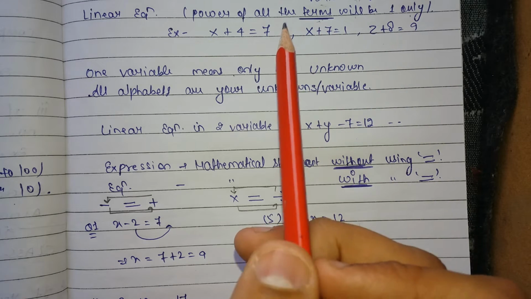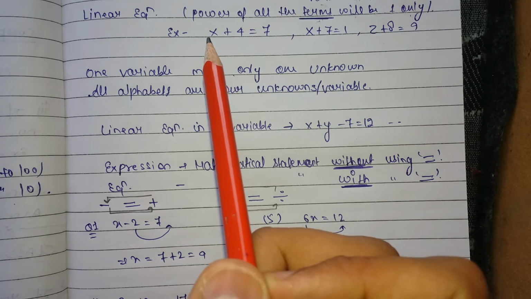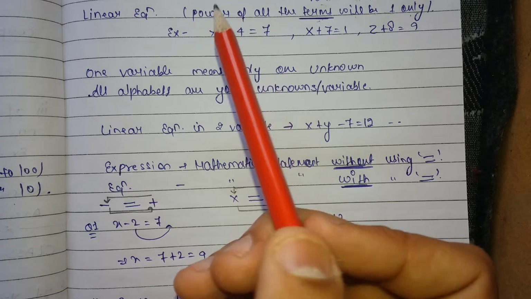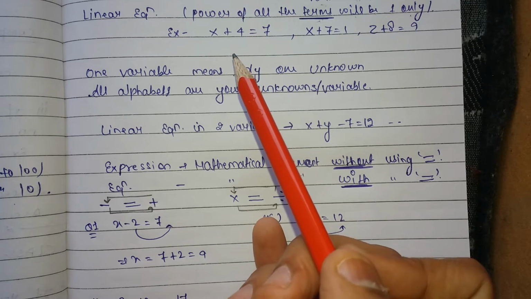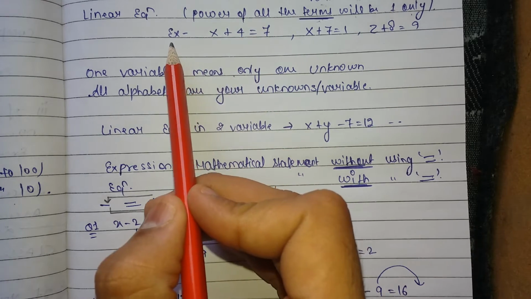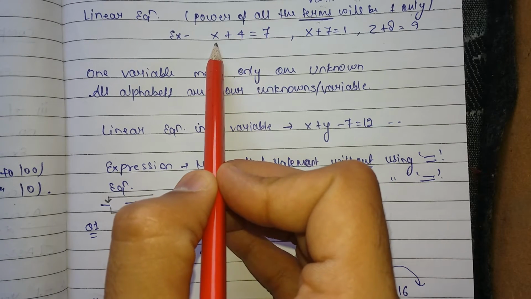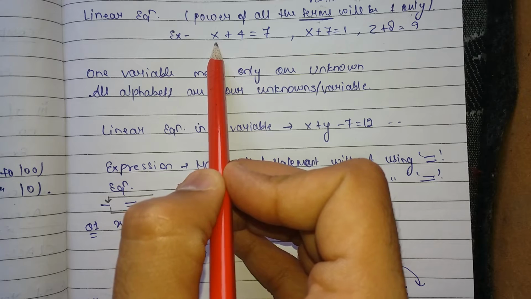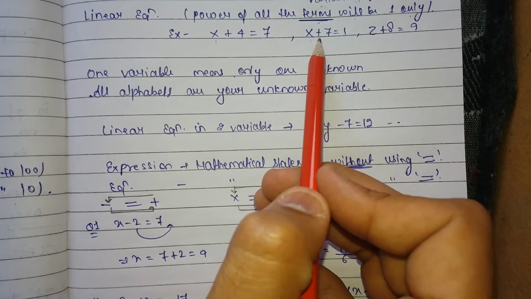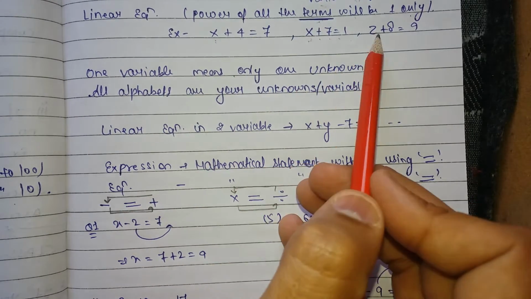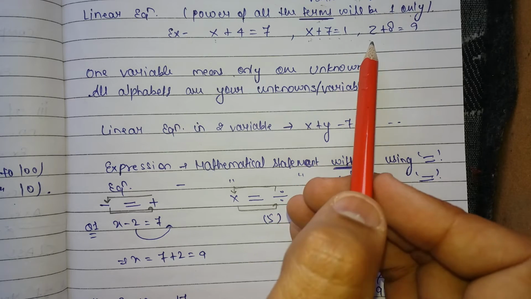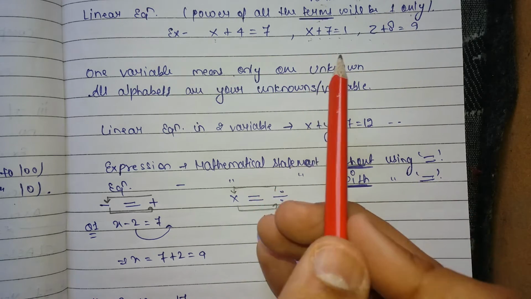If you want to remember the laws of exponents from the past chapter, you will understand it using the word power, what I'm trying to say, right? Now coming to the examples, x plus 4, here you can see the power is 1, therefore it is a linear equation. Here x plus 7 is equal to 1, again the power is 1. Here also z plus 8, where the power is 1, therefore these are examples of linear equations.